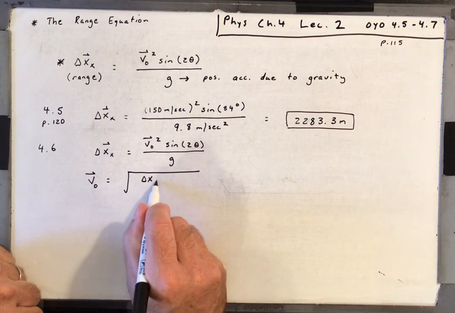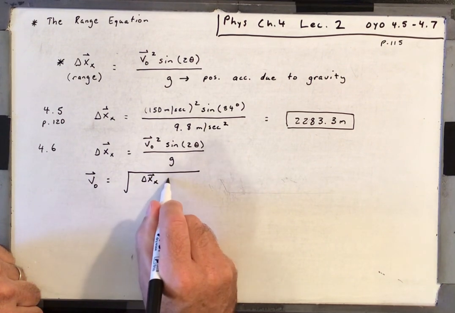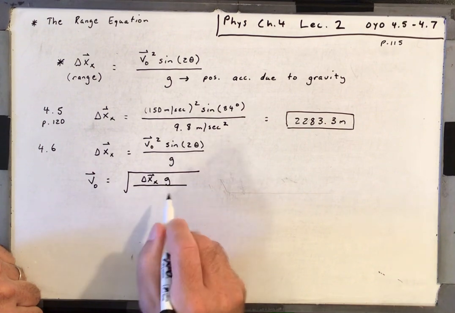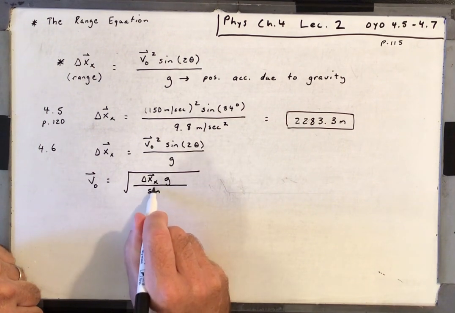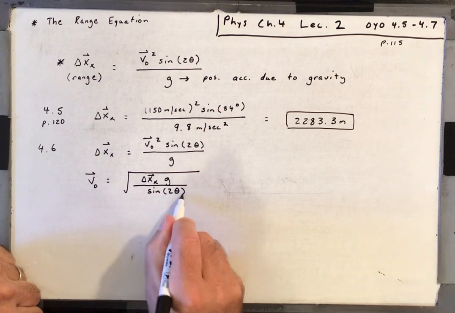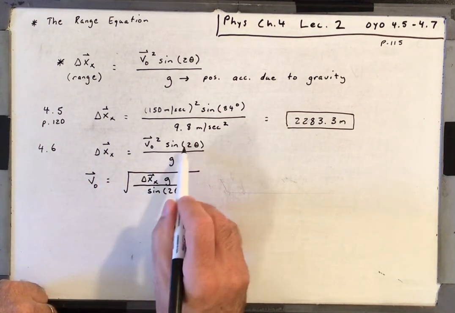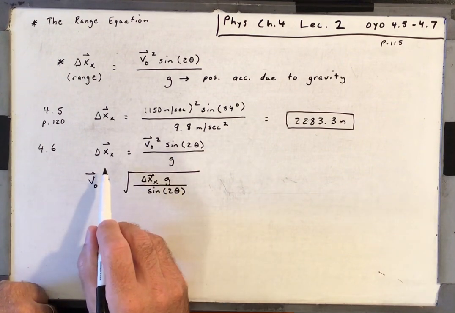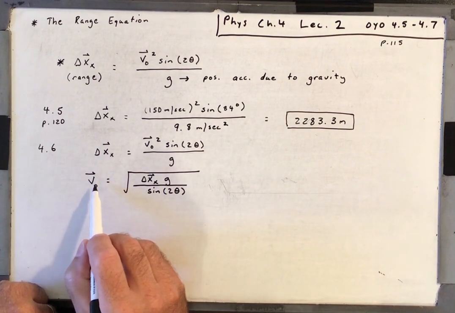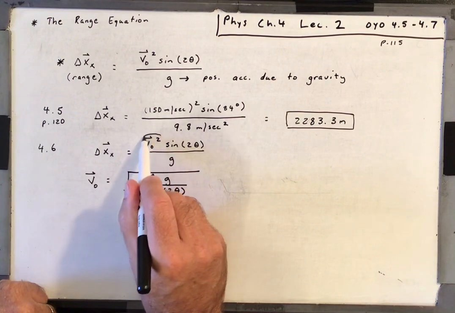Delta x sub x times g over the sine of 2 theta. So we multiply both sides by g and then divide both sides by sine of 2 theta to solve. If you want, just circle that. That's what you're solving for.